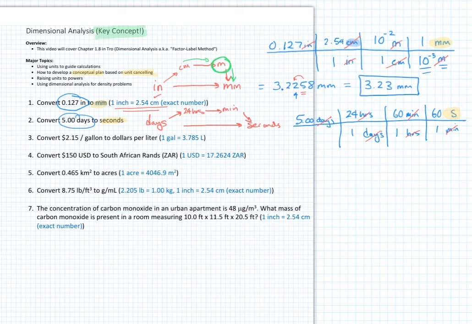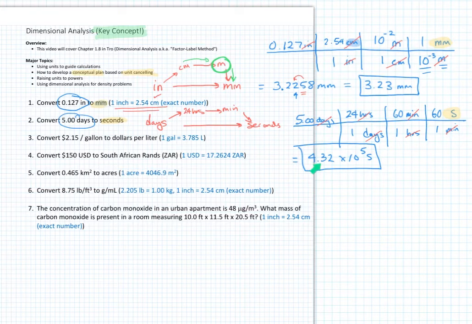All right, and if I do this calculation, this is equal to 4.32 times 10 to the 5 seconds. 3 significant figures here, infinite significant figures, infinite significant figures, infinite significant figures. So I need to have 3 significant figures as my answer.